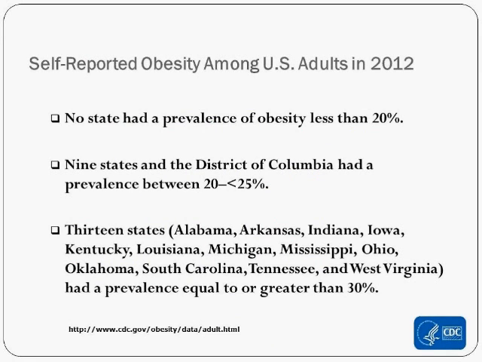So there's no state that had a prevalence of obesity less than 20%. There are 9 states and the District of Columbia that had a prevalence between 20 to less than 25%, and then 13 states had a prevalence equal to or greater than 30%. So this is an epidemic.